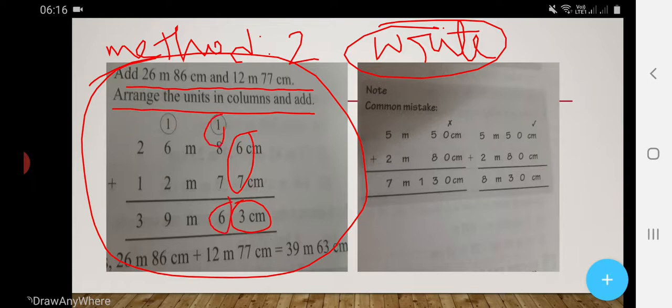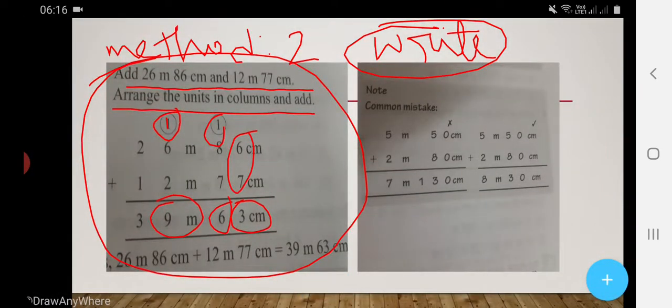So 6 comes here. What is the carry? Carry is 1. 1 should be above meter. 6 plus 2 is 8. 8 plus 1 is 9. 2 plus 1 is 3. And the answer should be 39 meter 63 centimeter.